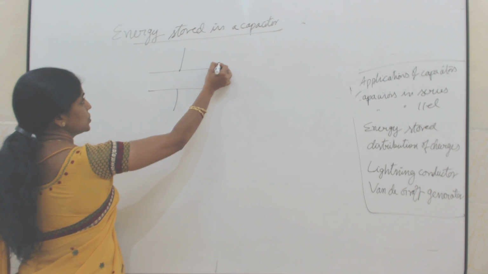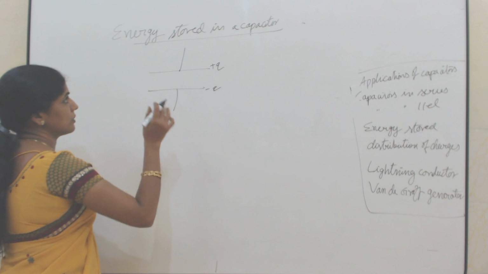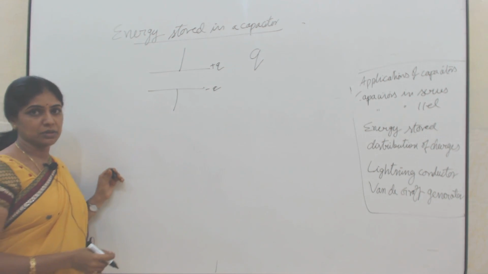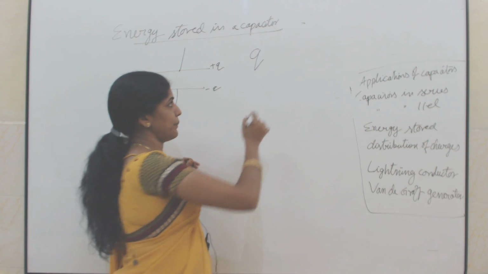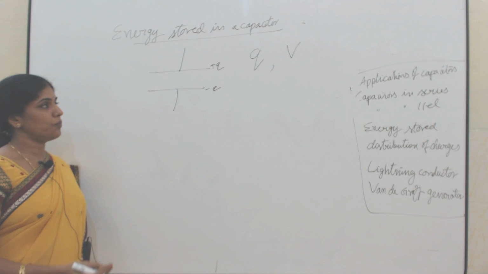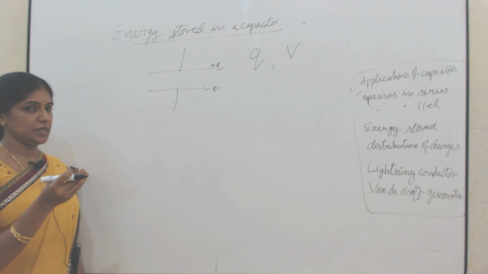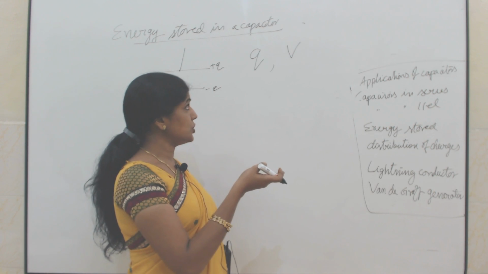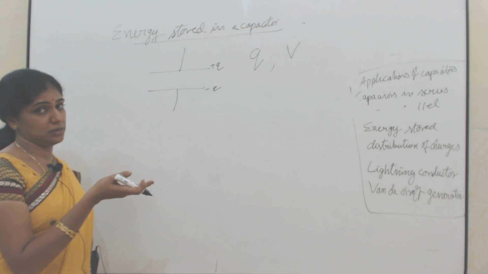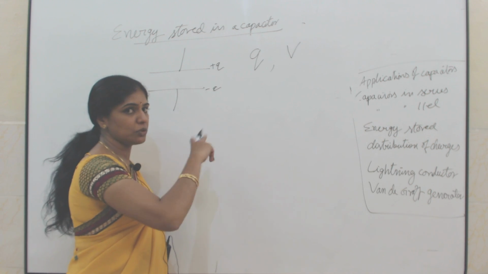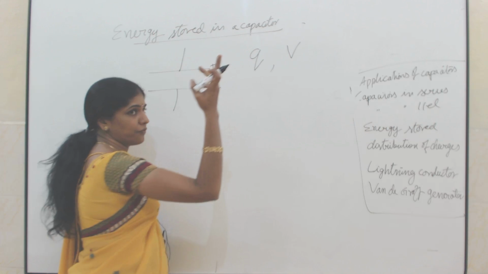Let this be plus Q, let this be minus Q. Let Q be the charge given to a capacitor. Because of this charge given to the capacitor, let V be the potential developed. Already we know that if I increase the charge given to a conductor or a capacitor, then its potential also increases. Both are directly proportional to each other. Q is directly proportional to V.